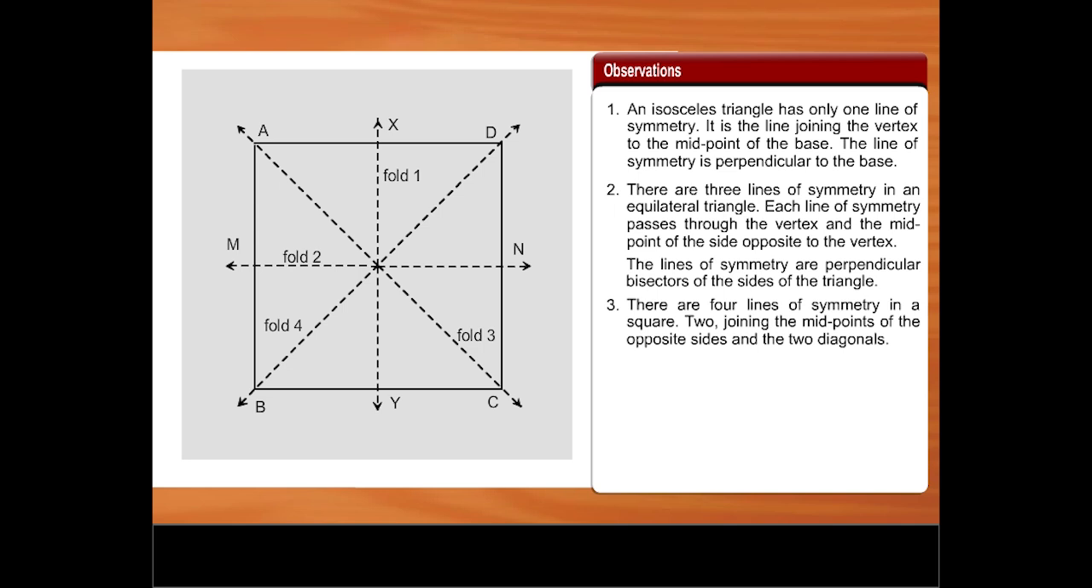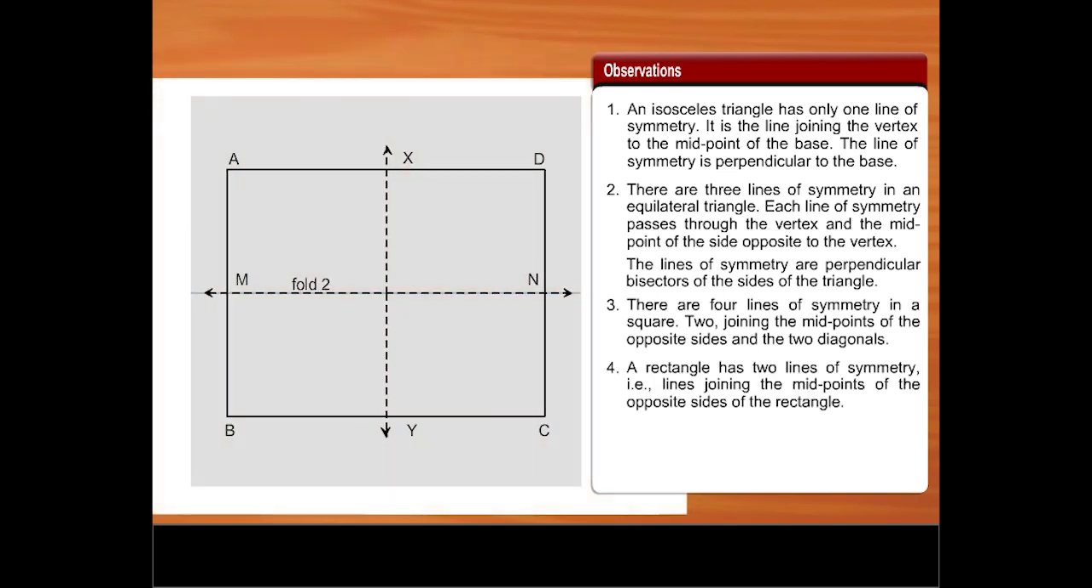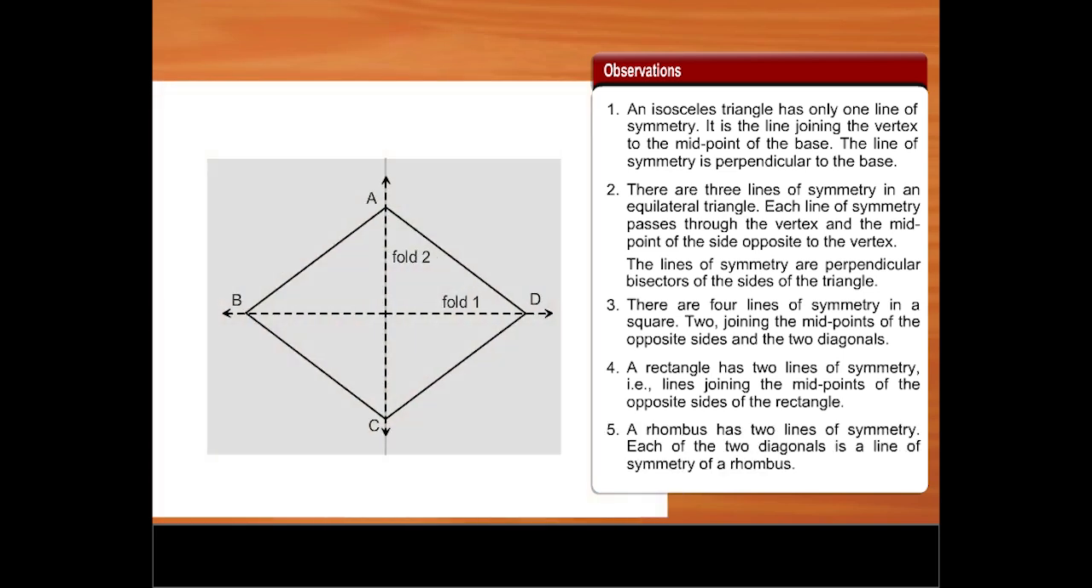There are 4 lines of symmetry in a square, 2 joining the midpoints of the opposite sides and the 2 diagonals. A rectangle has 2 lines of symmetry, that is, lines joining the midpoints of the opposite sides of the rectangle. A rhombus has 2 lines of symmetry. Each of the 2 diagonals is a line of symmetry of a rhombus.